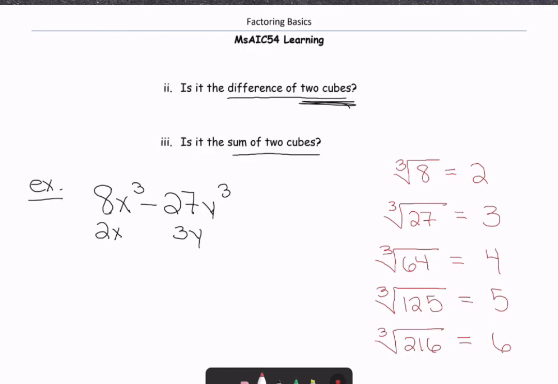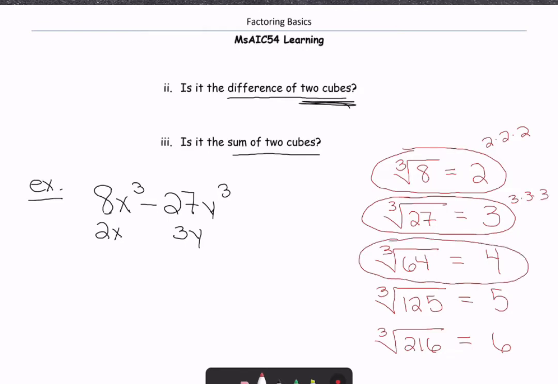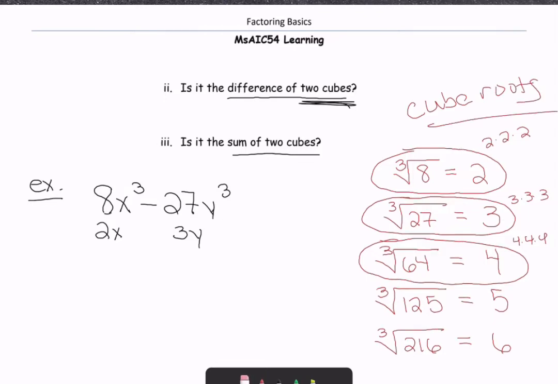The reason why the cube root of 8 is going to be 2 is because if you multiply 3 2's together, you're going to get 8. Same thing with 27. The cube root of 27 is 3 because if you do 3 times 3 times 3. So that's how you figure out what cube roots are. 4 times 4 times 4. And likewise, okay? So it will be helpful to know your cube roots.